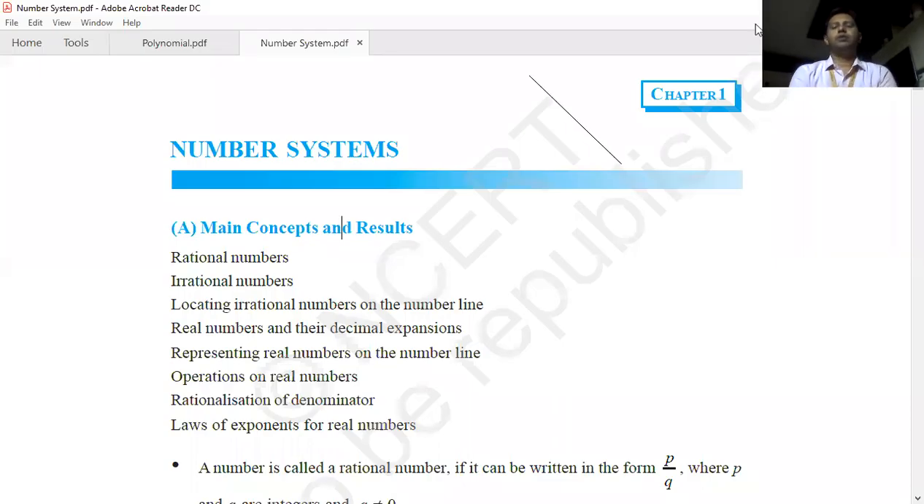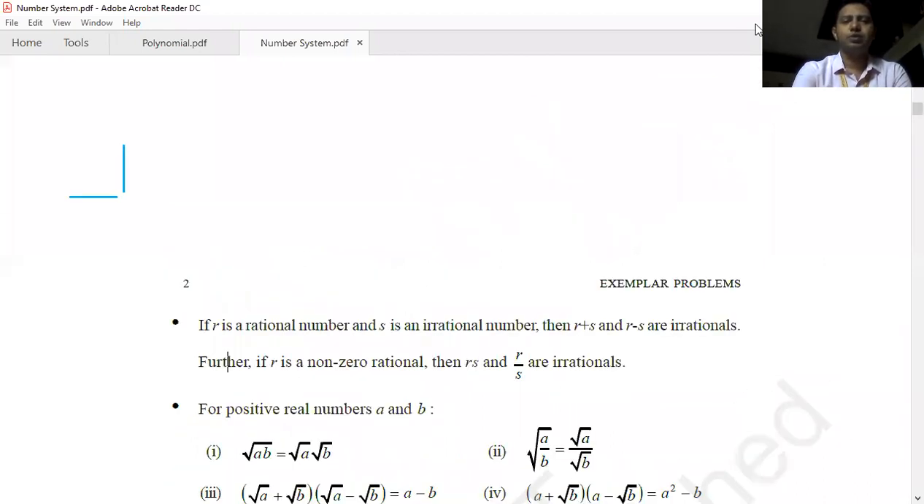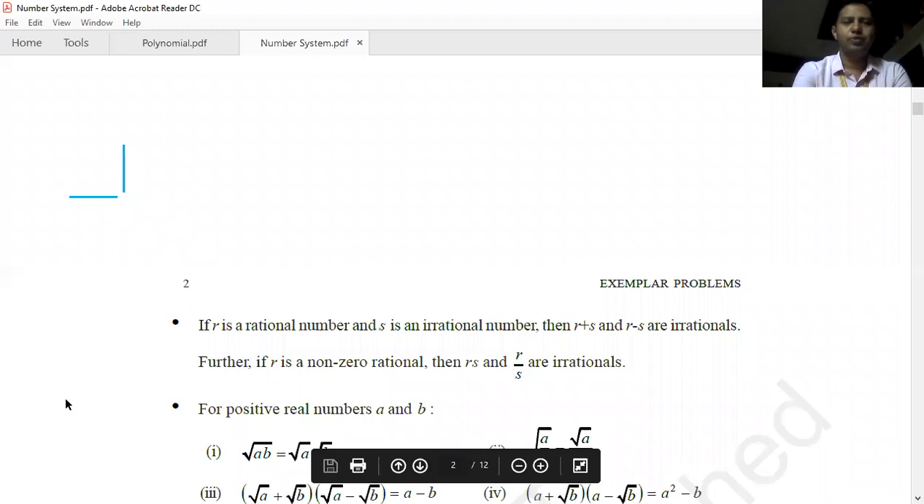Hello everyone. Today we are going to revise what we have learned so far in two chapters, number system and polynomials. Although this is another book, the NCERT Exemplar, you will get varieties of questions here. They are very good questions from the examination point of view, and the description is also very good. So we'll have a look.